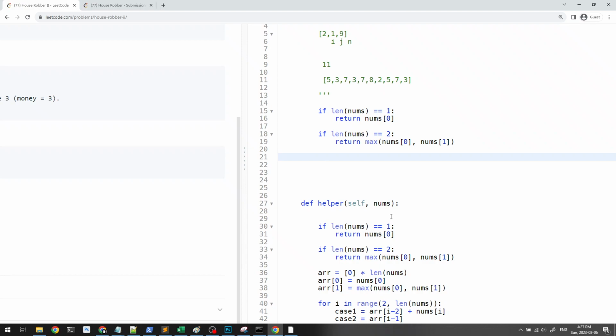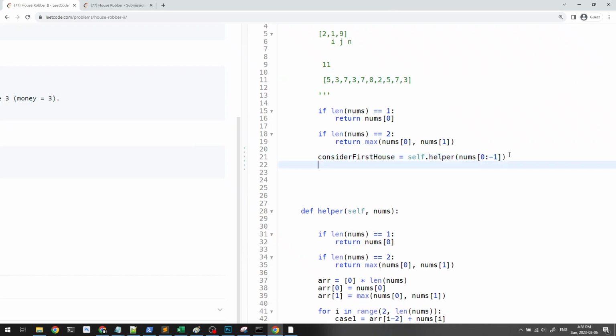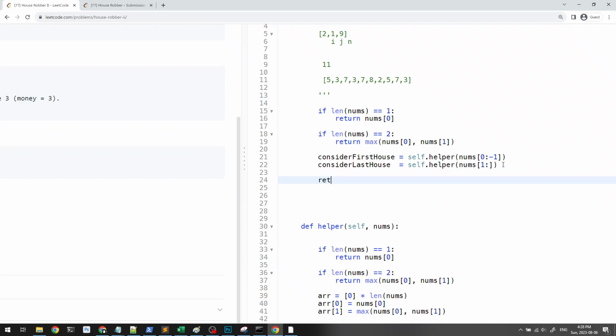Well, I will just return the maximum of consider first house. This will be self.helper, and we'll consider nums from 0 all the way to -1. So this will basically consider everything except for the last element. And here we will do consider last house, so here we will have self.helper, nums 1 and then onward. So basically here we'll consider all of this. And then I can just return the maximum of these two, where I'm considering the first house, and then the last house but not the first one.